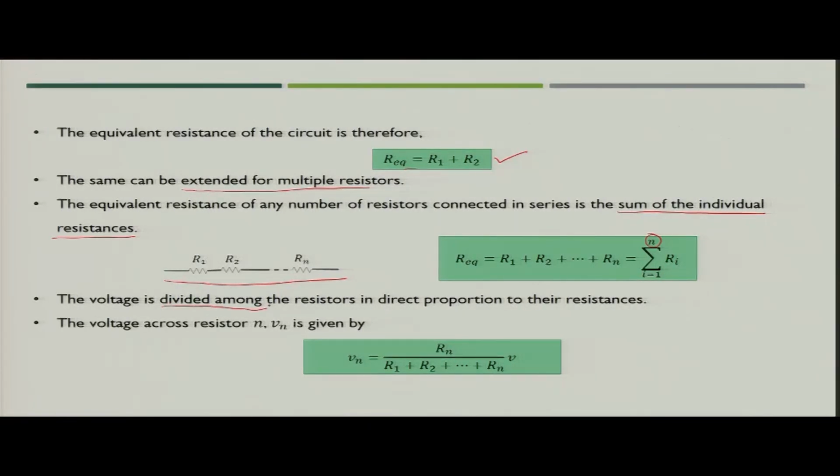Now, the voltage is divided among the resistors in direct proportion to their resistances. How do you say this? Suppose there is a resistor Rn and the voltage across that resistor is Vn. What you will write is Vn equals Rn divided by the sum of all the resistances in the loop, multiplied by V. So here you can say that the voltage division is happening because of the resistances connected in series.